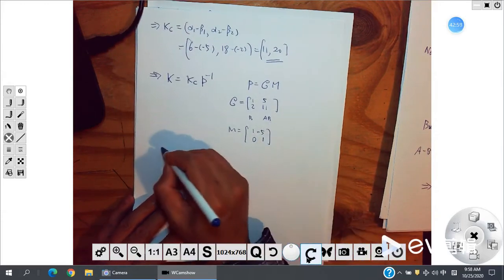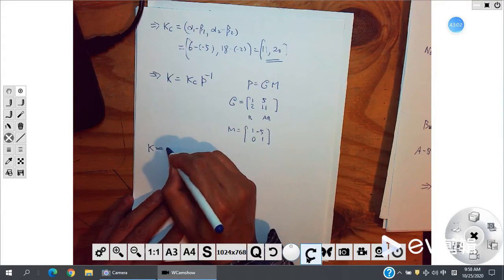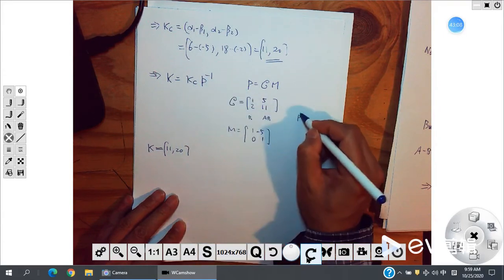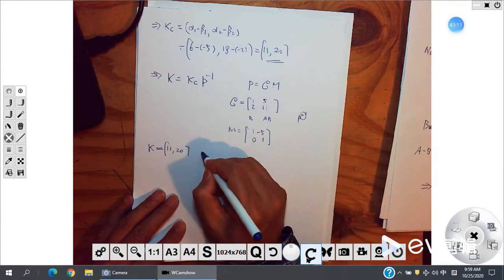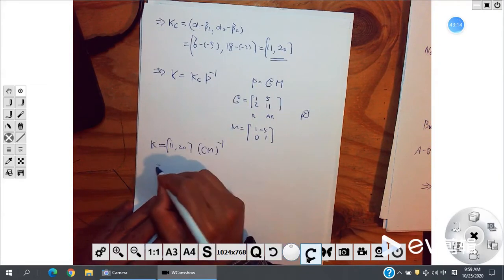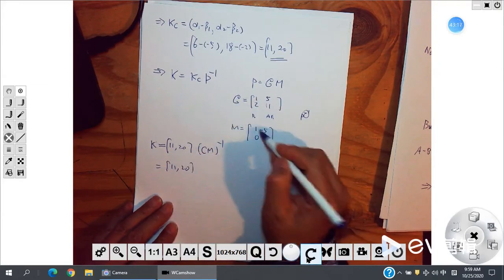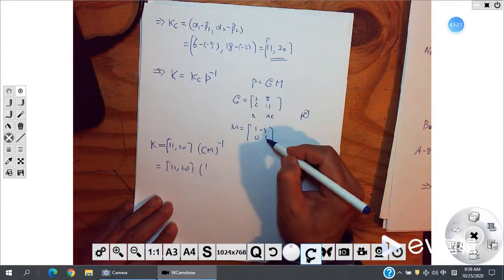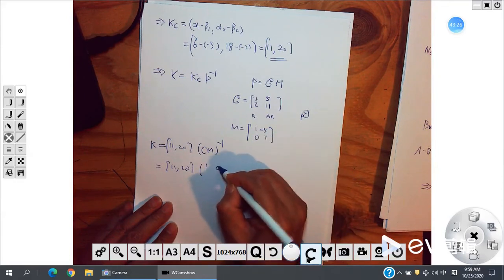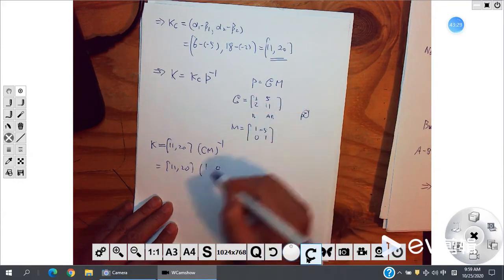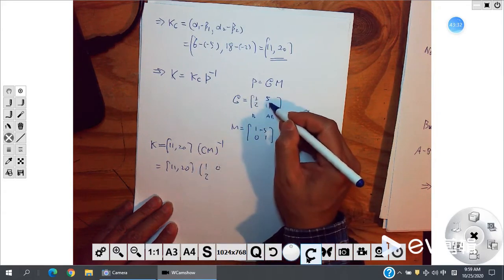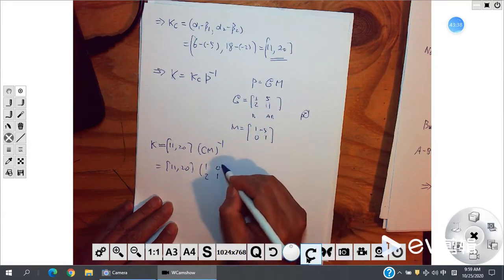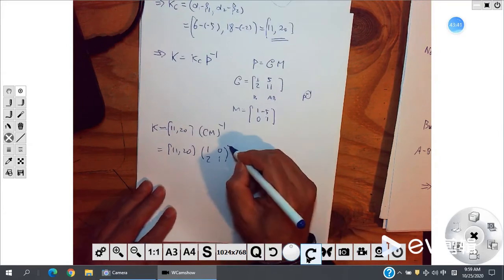Alright, now we can have it. We have K equal to Kc, 1, 1, 20, this is Kc, and the P inverse. P is C times M inverse. C times M, so 1, 5, 1, 0, I get 1. Then 1, 5, 5, 1, I get 0. And 2, 11, 1, 0, I get 2. And 2, 11, and the negative 5, 1, I have negative 10 and 11. Okay, this is with the inverse.